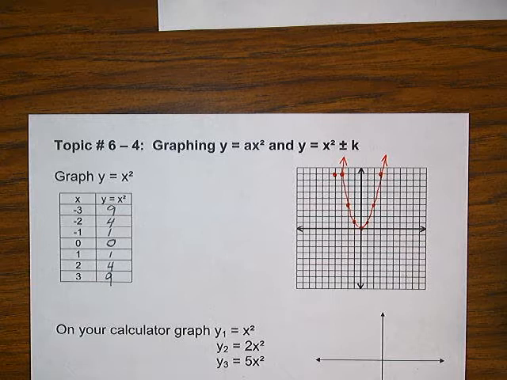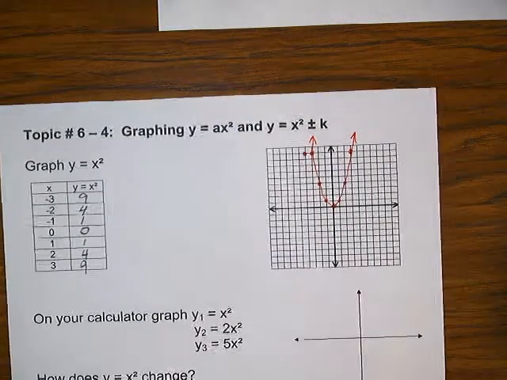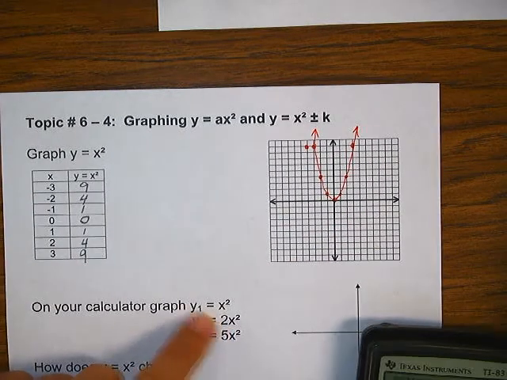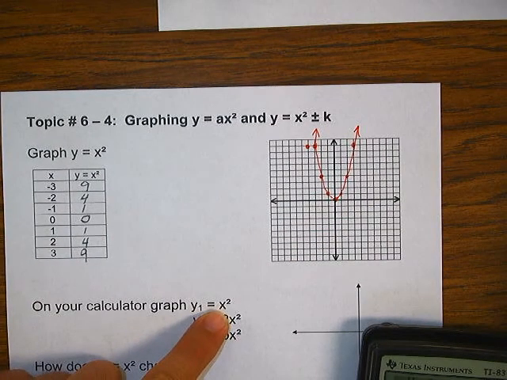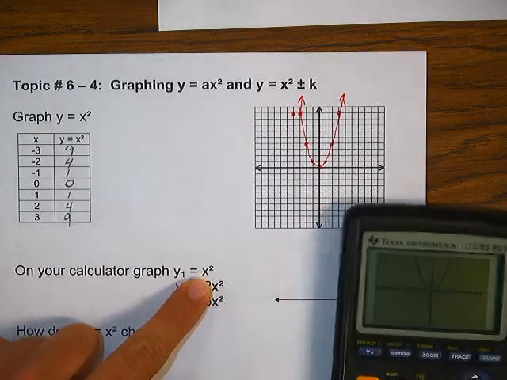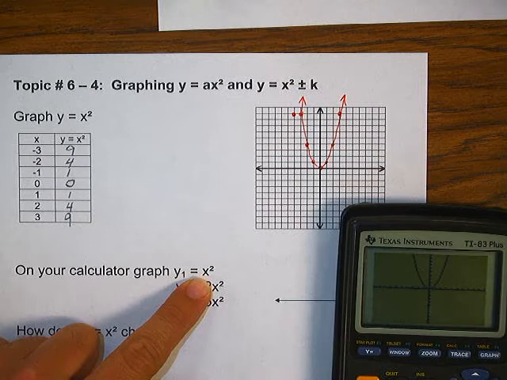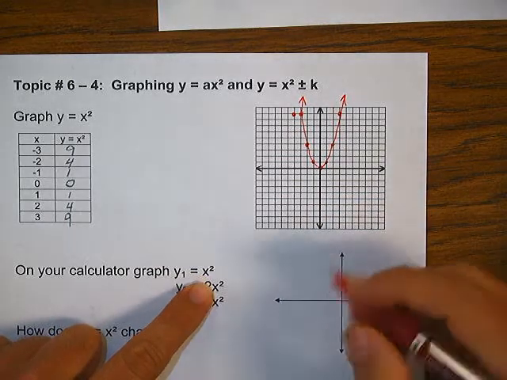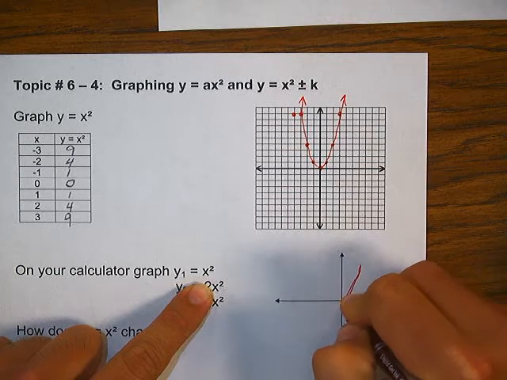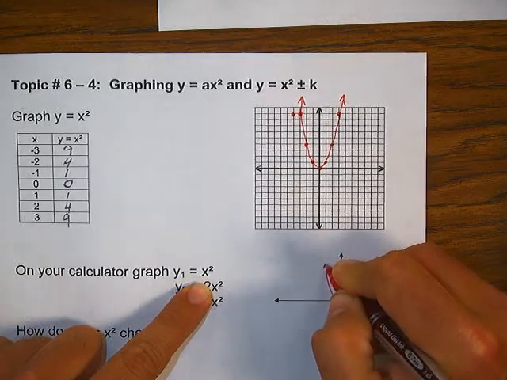Right here, it says in y sub 1, graph y equals x squared. You can go ahead and just hit the word graph. It should look something like this. Now what I want you to do is draw a quick sketch of what that looks like.